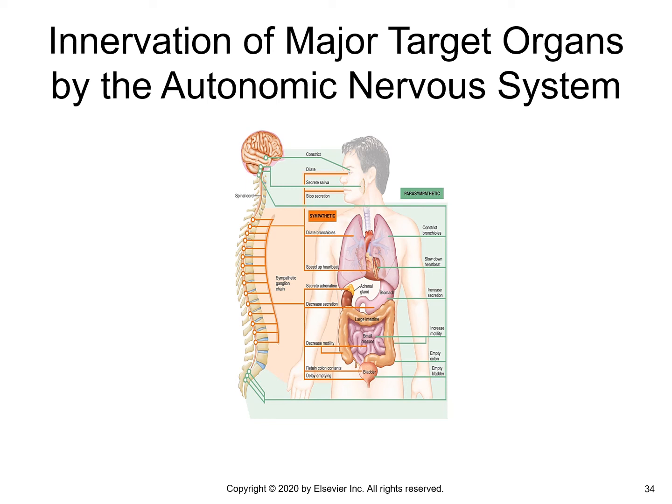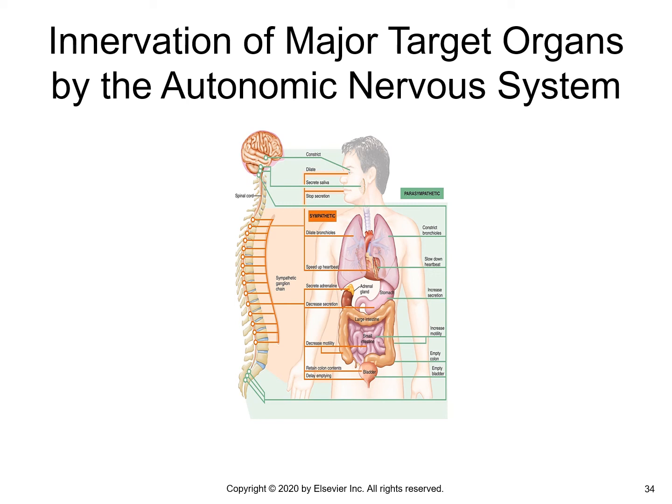Okay, I left this diagram. It's an innervation of major target organs by the autonomic nervous system. Please refer to your book, page 196. It shows you where all these autonomic nervous system functions happen.